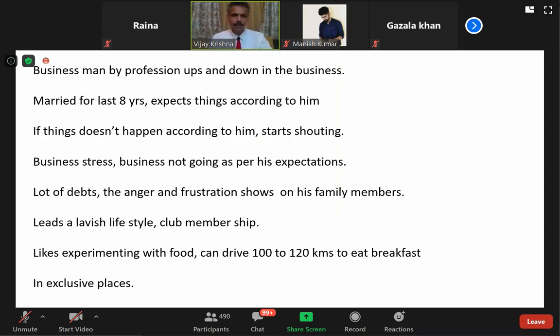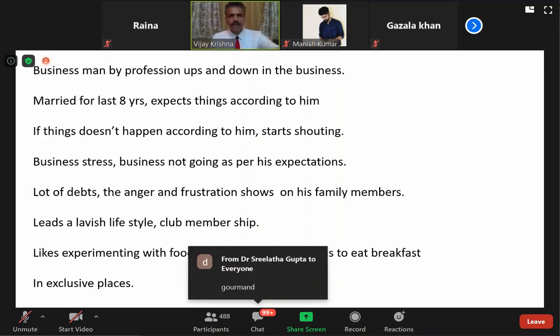This gentleman, I know him personally. He leads a very lavish life. Club memberships, likes experimenting with food. He can drive 100 to 120 kilometers. If somebody says breakfast is good in that particular area, or there is this soup, kal soup we call it. In one area on Mysore Road, there is a hotel, it is good. So he drives to that place. He likes enjoying such kind of delicious delicacies, and he would drive back home.